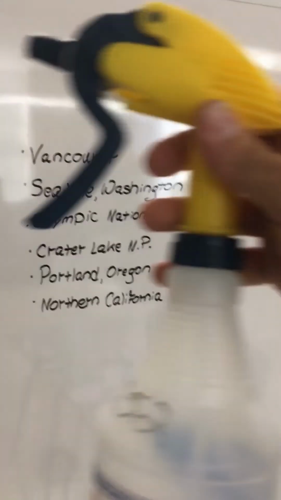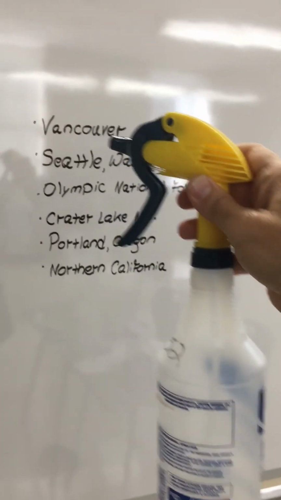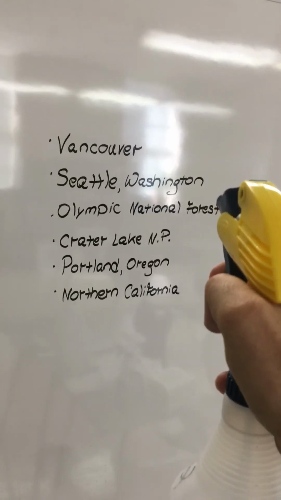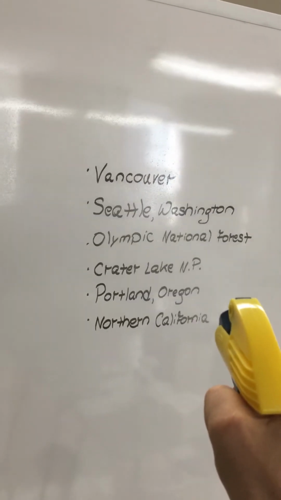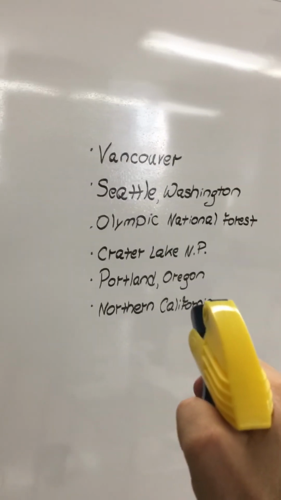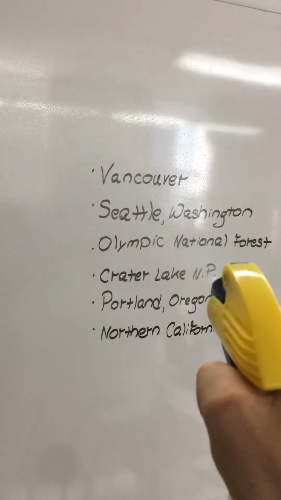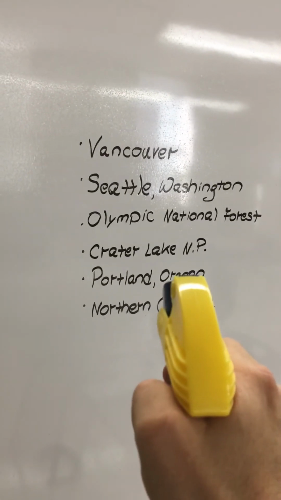So that represents our Pacific Ocean. Frequently this is what's happening. This is the Pacific moisture hitting those areas. And the whiteboard, of course, represents those mountain ranges that I mentioned. So these cities are getting bombarded with rainfall, especially Olympic National Forest, like I mentioned just a moment ago.